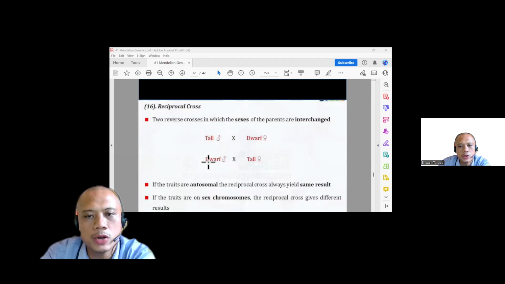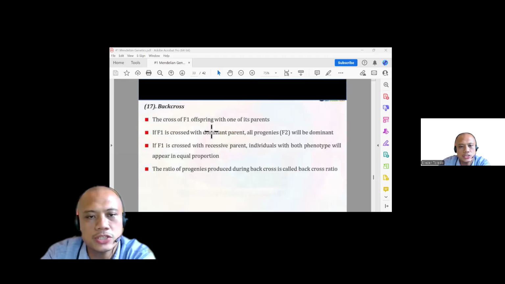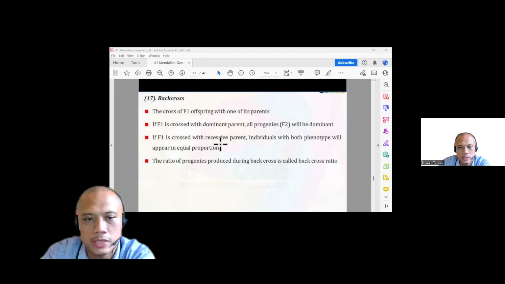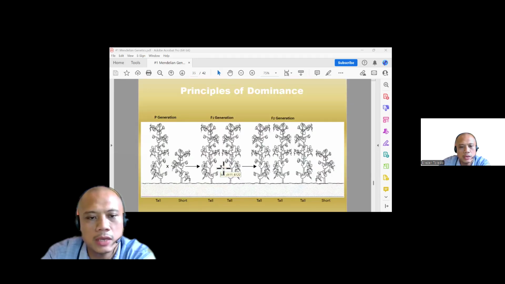Reciprocal. We'll just go with the terminology in this one. The reverse process in which the sexes of the parents are interchanged. Autosomes, remember that one. Those are the body cells. Let's scroll down. Backcross is just a terminology that we need to be familiar with. We will not be focusing on this one much. Test cross, another terminology. And you would see here just a picture of the principle of dominance.